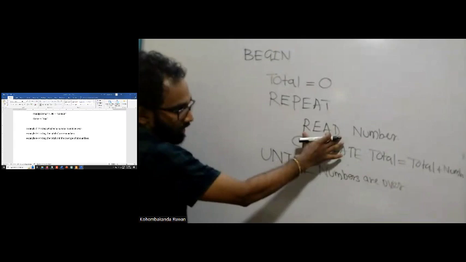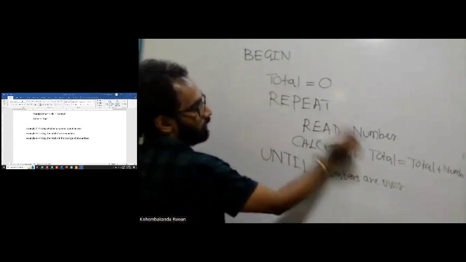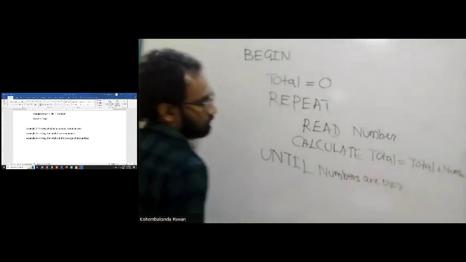Repeat, read the number, that means get a number, then calculate total equal total plus number.